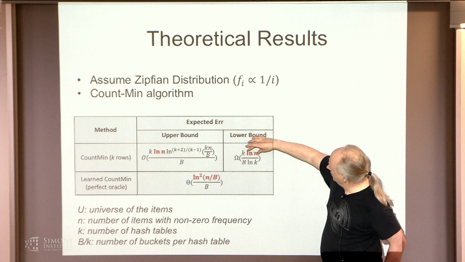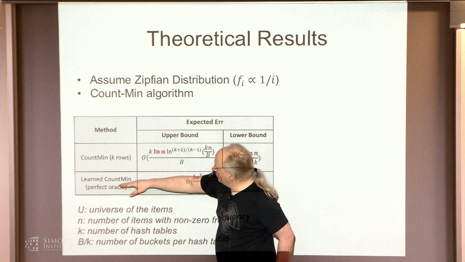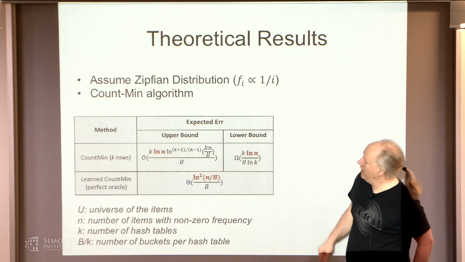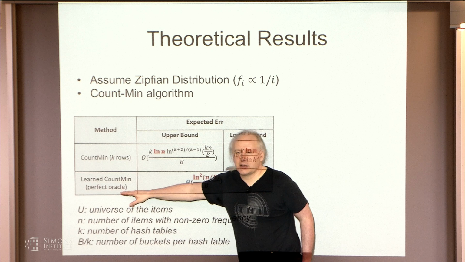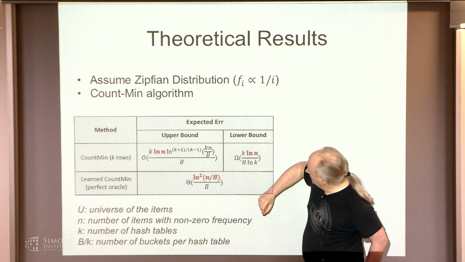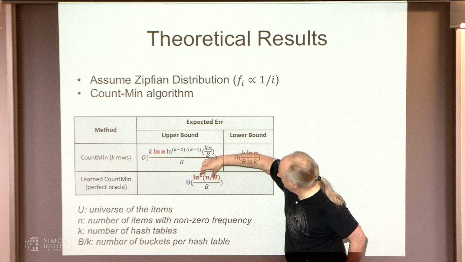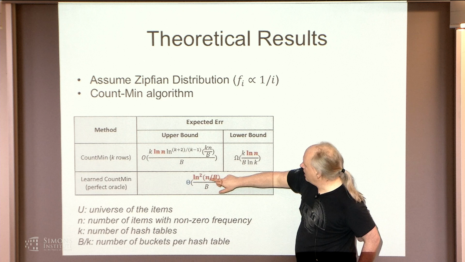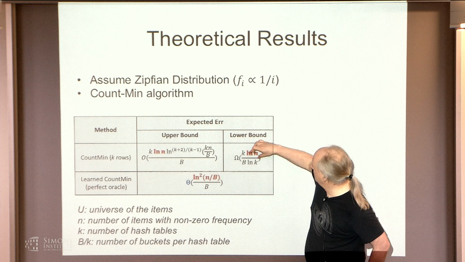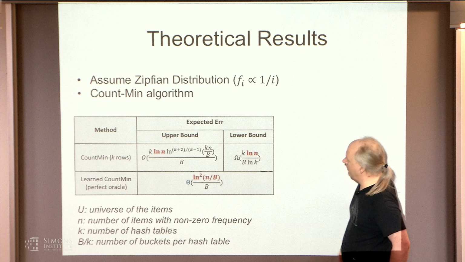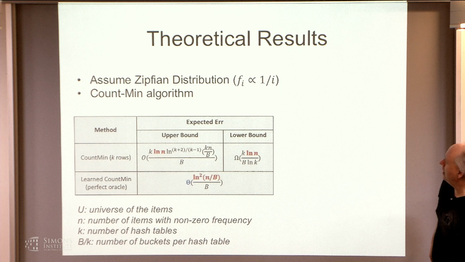Now, if you use a learned count mean, the quality depends on the learning. So if you had a perfect oracle, then you get this. This perfect oracle can be relaxed to have some small probability of error, and then there's a trade-off. The basic difference between these two is that here you have log n, while here you have log n or log n squared, of n over b. So in the high accuracy regime where b is comparable to n, the number of items, this is a constant when this log n sticks around. So at least in this range of parameters, you actually get an improvement, at least for the Zipfian distribution.